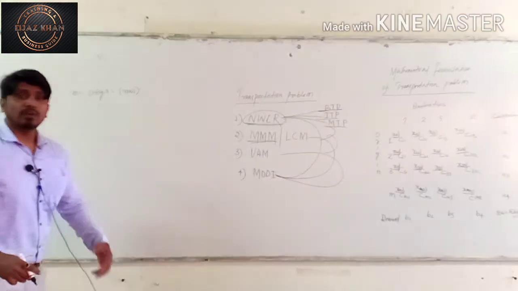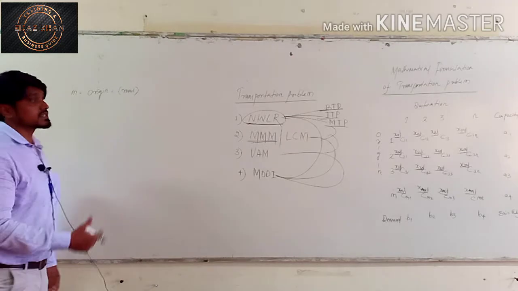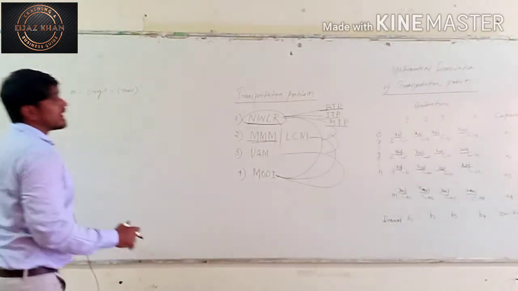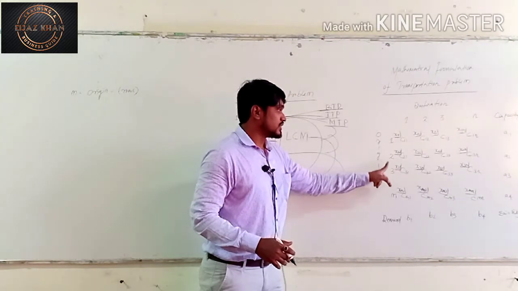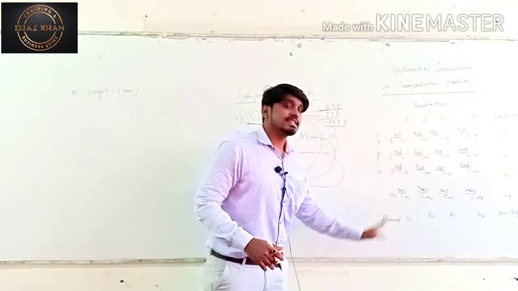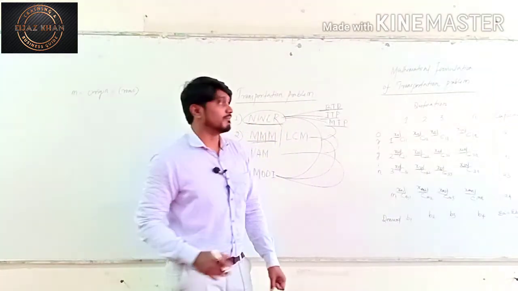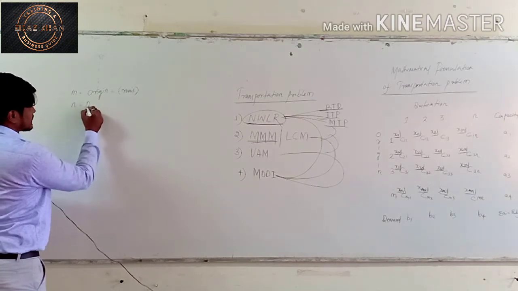Where could you find origins? Row wise. All rows are nothing but origins. This is origin 1, origin 2, origin 3, and likewise origin M. These are the starting points of the transportation problem. Next, N. N stands for destination.